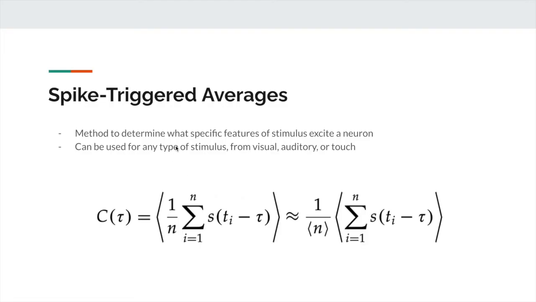So as I mentioned before, the spike-triggered average is used to determine what specific stimulus, like pattern, makes a neuron fire. And this can be used for any type of stimulus, including visual stimulus, auditory stimulus, or even touch, and many more. So this is the basic formula. I'm going to discuss more about this using an example on the next slide.